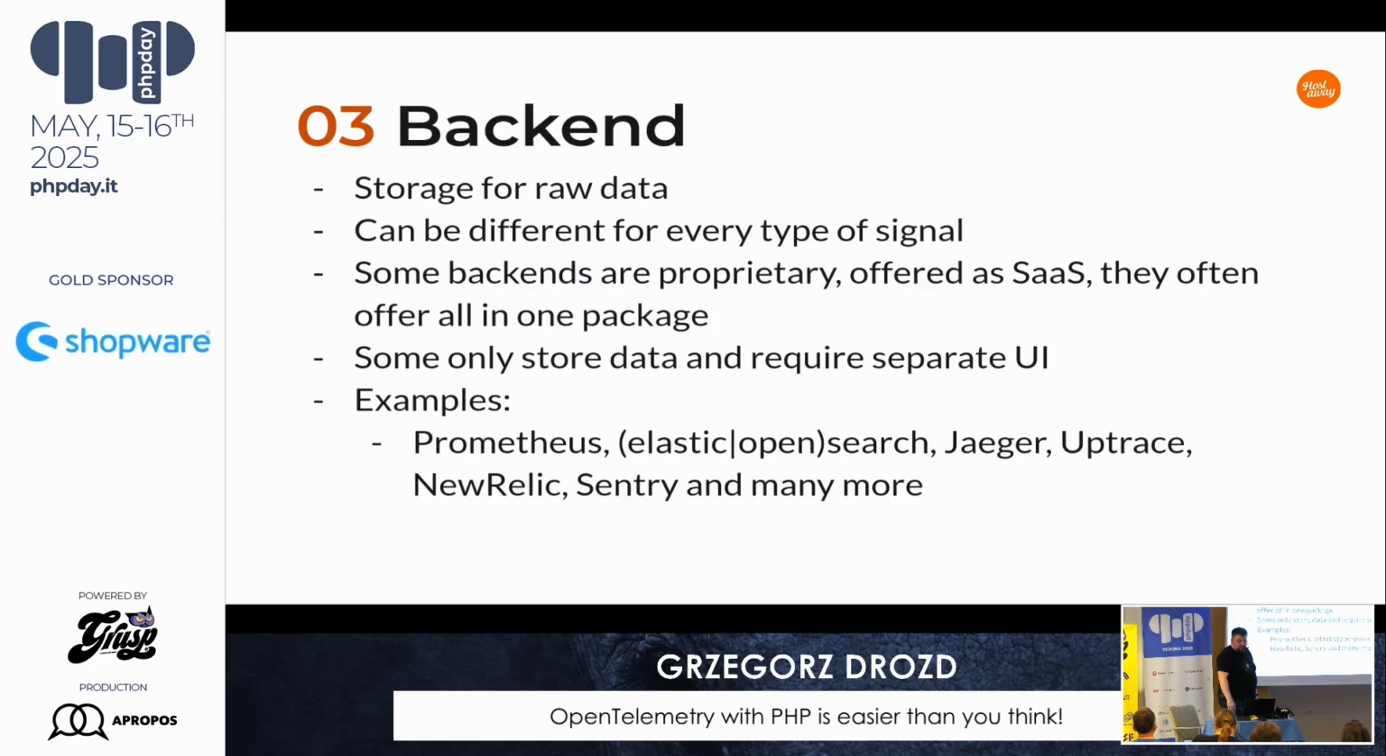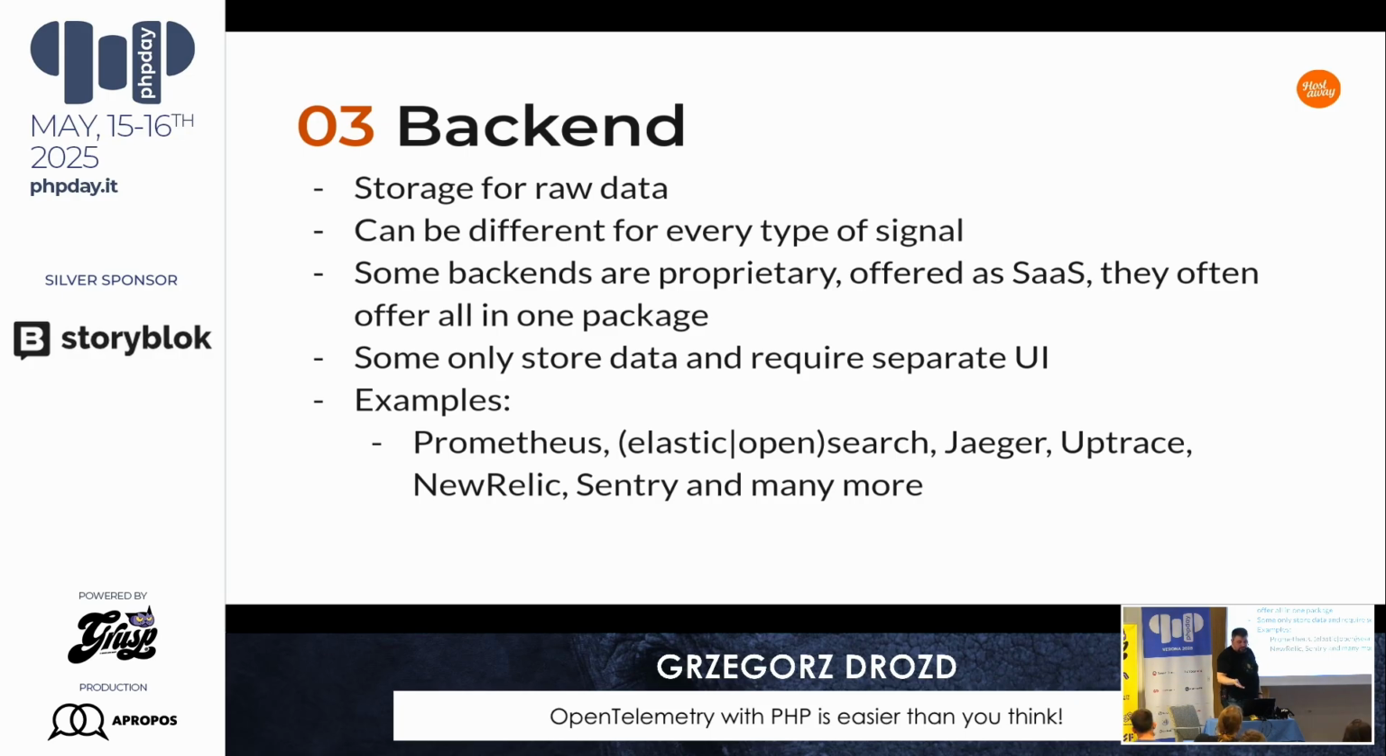So the backend is basically a storage. You can have different backends for different types of signals. As an example, before I showed you Jaeger, and Jaeger focuses only on traces. So it doesn't accept either metrics or logs. The same goes for Zipkin, but Uptrace on the one endpoint accepts any type of signal.